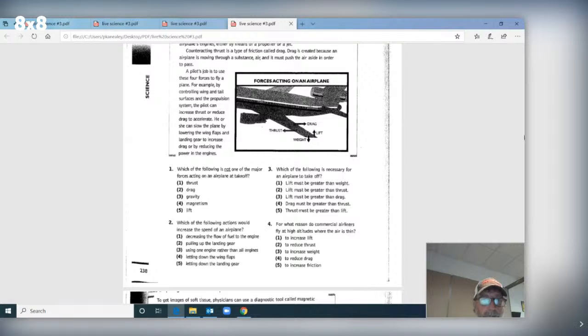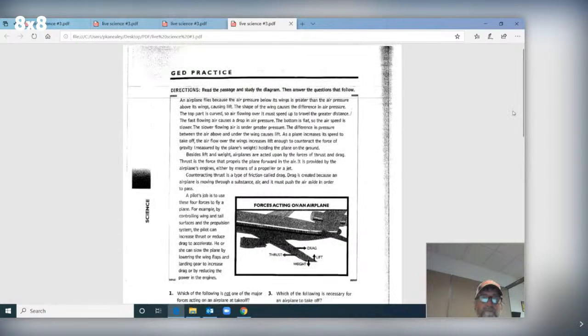So we're going to go back to 1. Which of the following is not one of the major forces acting on an airplane at takeoff? So we're looking for something that's not a major force. We're going to go back up to the top, and we're going to read that first paragraph.